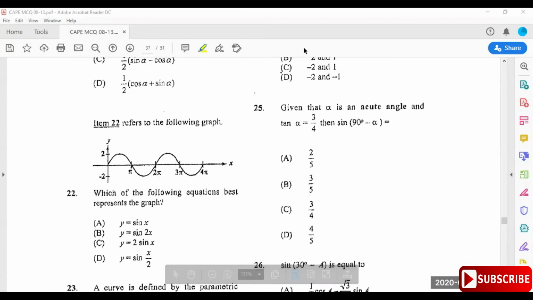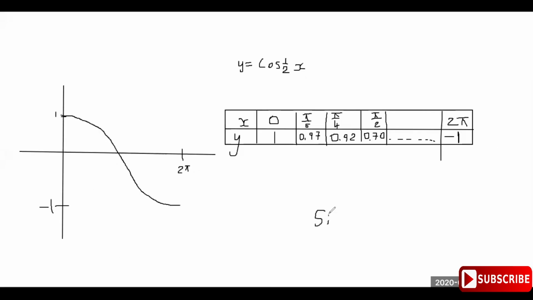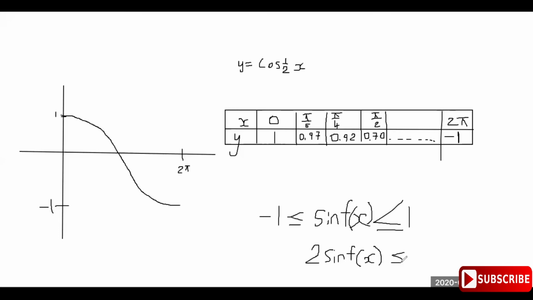So what I want you to know, first and foremost, is that for any trig graph, it is between 1 and -1. So look at this: the sine of a function of x is always between 1 and -1. If I multiply this by 2, then the sine of f of x is going to be between 2 and -2.